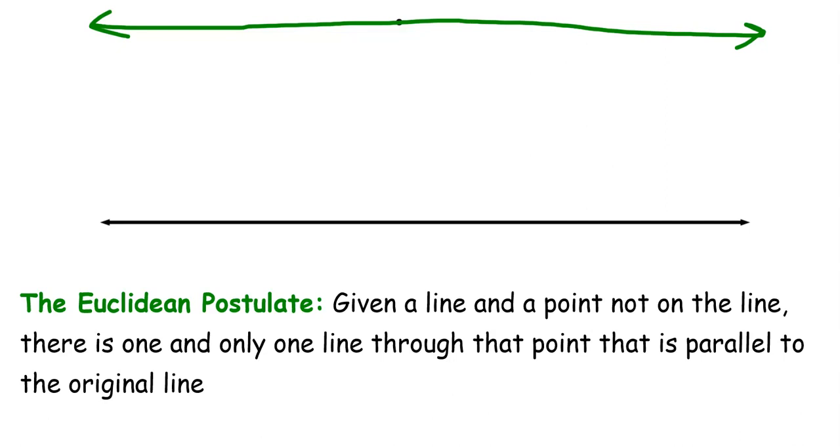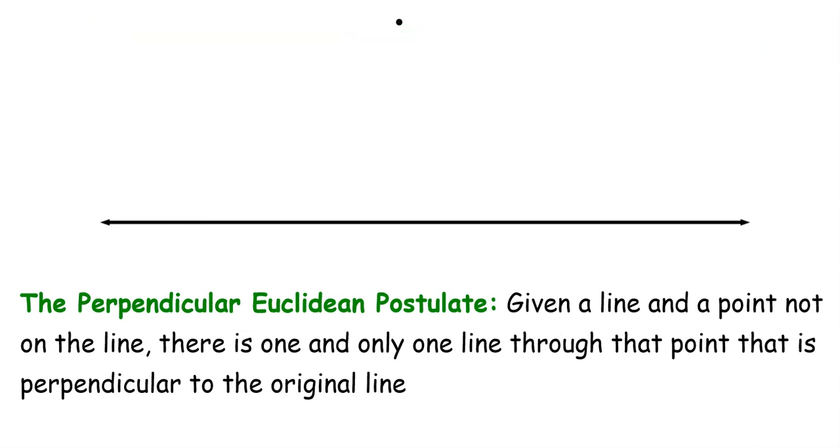So related to the Euclidean postulate is something that you might call the Euclidean perpendicular postulate, even though Euclid himself didn't actually put this particular postulate down on paper in the same way or with the same importance that this Euclidean postulate, or sometimes called the parallel line postulate, was. But the perpendicular version of this would be, given a line and a point not on that line, there is one and only one line through that point that is perpendicular to the original line. So go ahead, pause the video, write down the perpendicular version of the Euclidean postulate, come back when you're ready to move on.